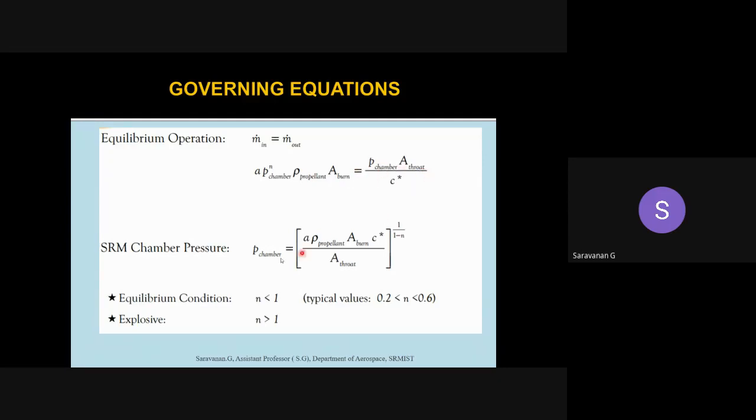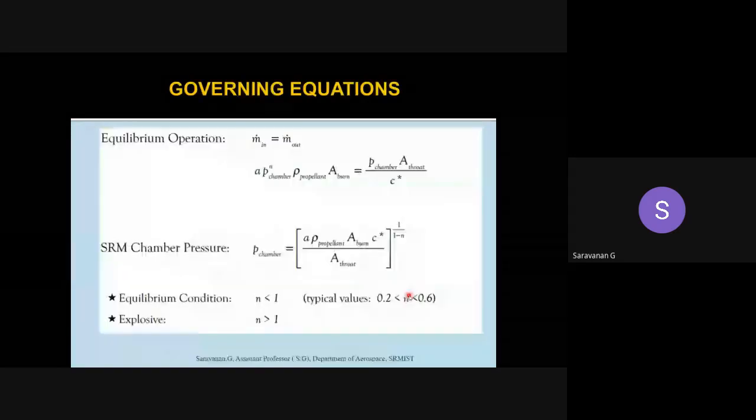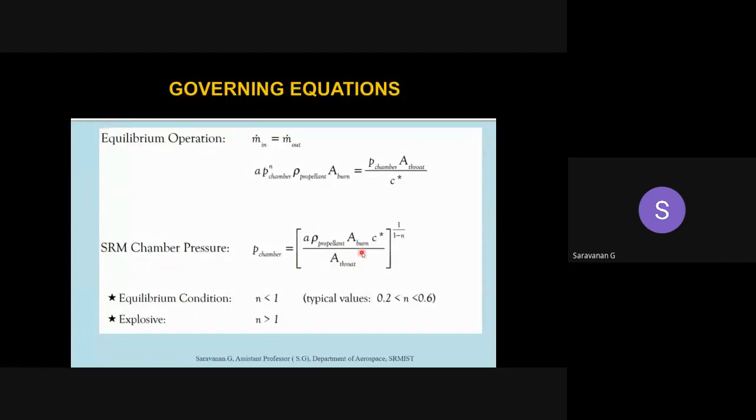So using the relation, you can get the value of the chamber pressure. Cross-multiplying everything, P_c equals a times ρ_propellant times A_b times c* divided by A_throat, the whole to the power of 1/(1−n). We already have n available. So using these related concepts, the solid propellant rocket motor chamber pressure is P_c = (a ρ_p A_b c* / A_t)^(1/(1−n)). If you rearrange, you can get the answer.